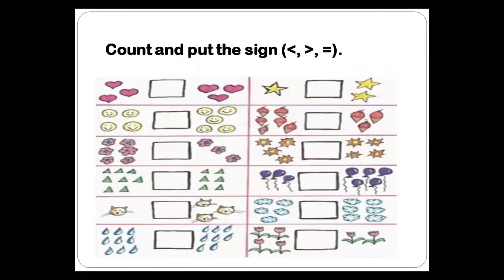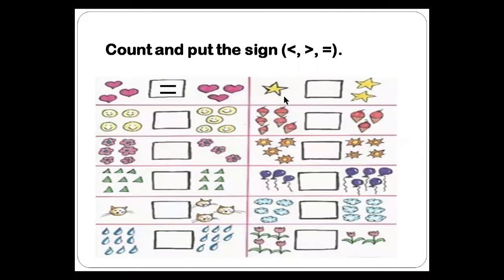Okay, the next one, count and put the sign greater than, less than or equal to. We have pictures, you have to count the pictures and then put the signs. In the first one we have the picture of hearts. On both sides, how many pictures do we have? Let's count. 1, 2, 3. And the second side, 1, 2, 3. We have the same pictures on both sides. So which sign will we put? We will put equal to.